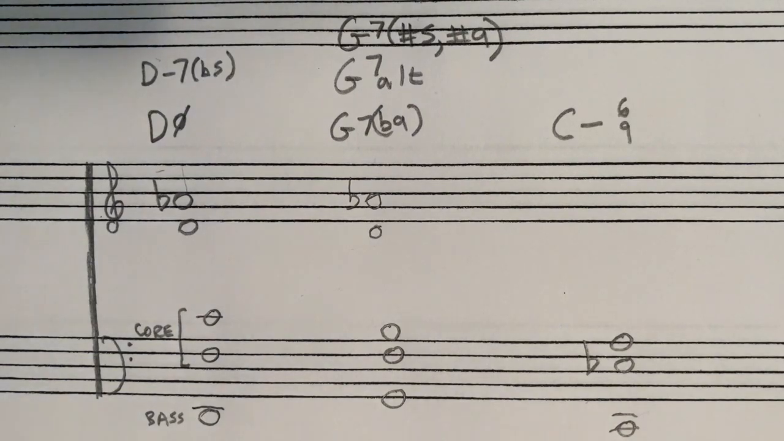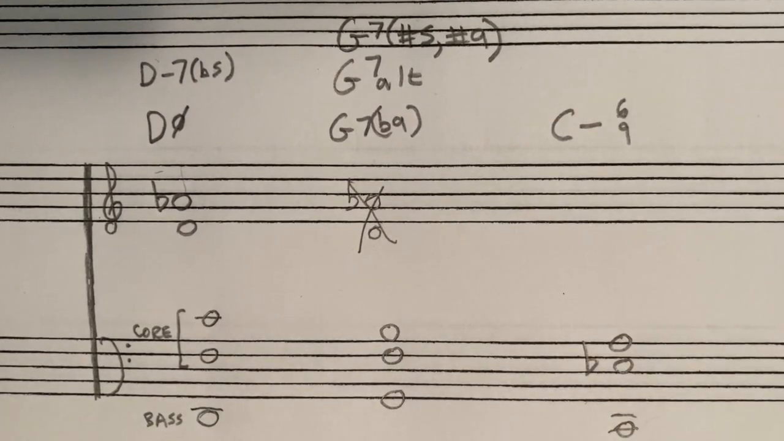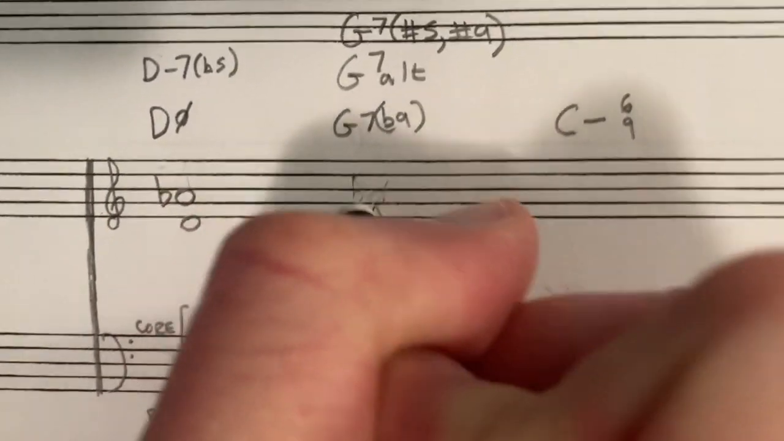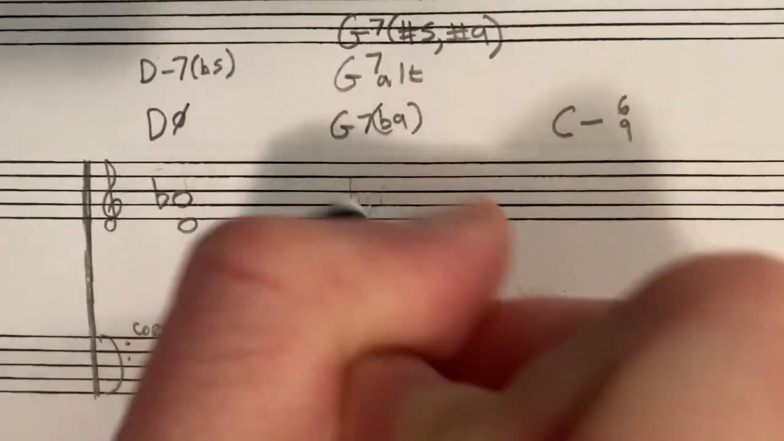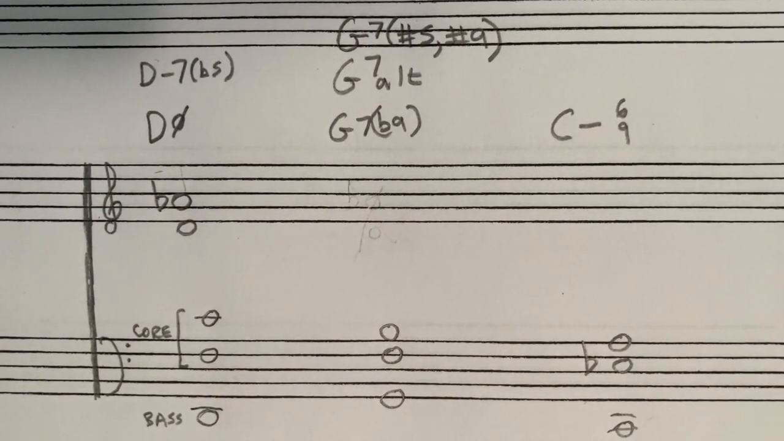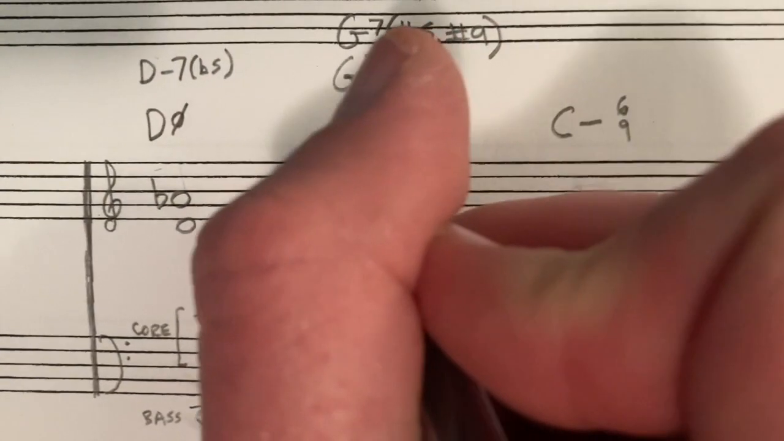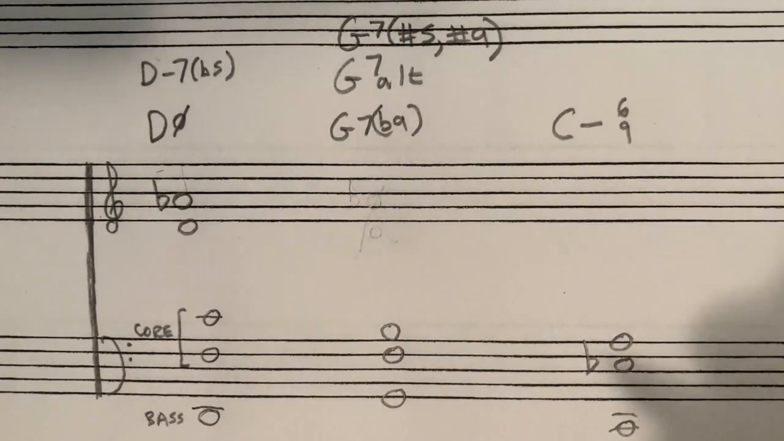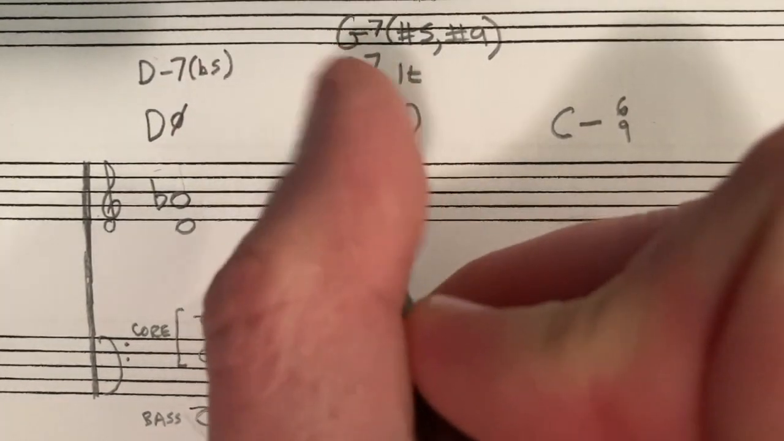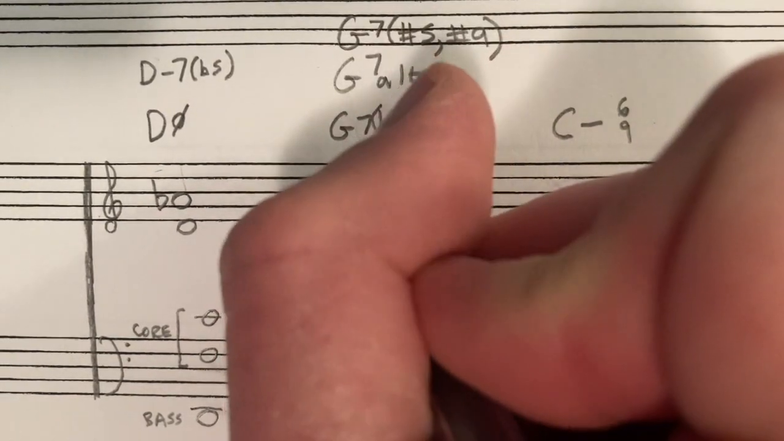But we're not going to do that, because it sounds a little hokey. In some settings that can feel good, but I want to give you something that's most useful. So even though it's often written G7 flat 9, we're not going to play that. We are going to play G7 sharp 9, sharp 5.